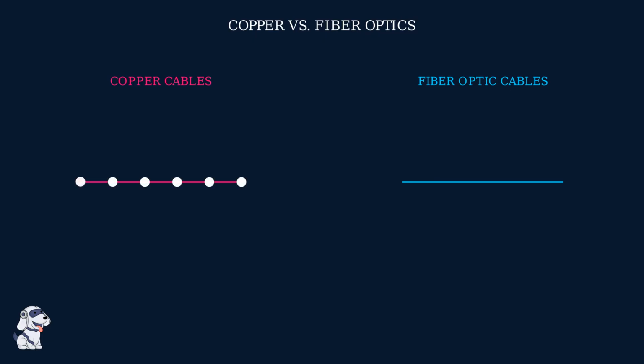Copper cables transmit data via electricity. Over distance, these signals experience attenuation, or loss of strength, and are highly susceptible to electromagnetic interference. In contrast, fiber optics transmit data as light pulses. Because light is not electromagnetic, it is immune to interference and carries signals over vast distances with minimal loss.